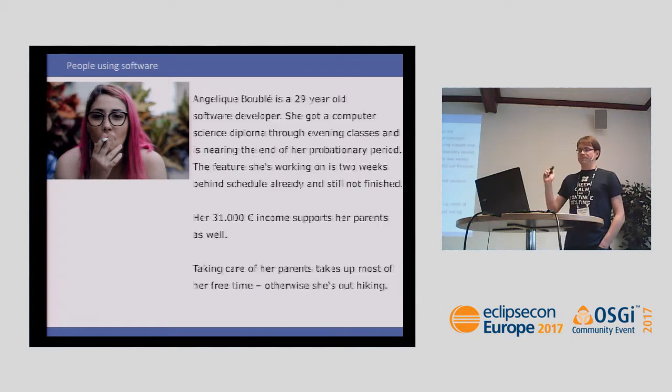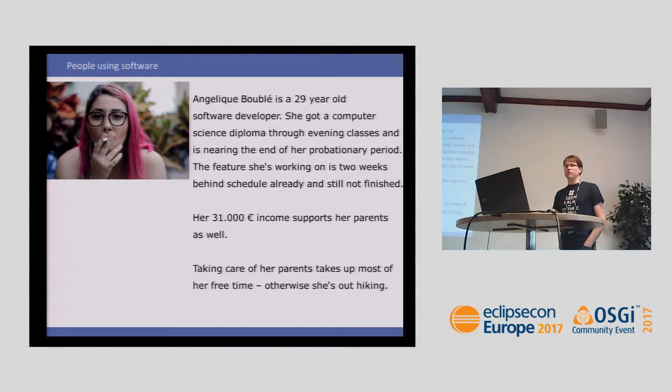Take Angelique, for example. Angelique Boublier is a 29-year-old software developer. She's got a computer science diploma through evening classes and is nearing the end of her probationary period. The feature she's working on is 2 weeks behind schedule already and still not finished. Her €31,000 income supports her parents as well. Taking care of her parents takes up most of her free time, otherwise she's out hiking. So in an attempt to compensate for being behind schedule, she's been working 16-hour days for a week. And minor issues like typos are happening more often all the time, which adds to the problem.